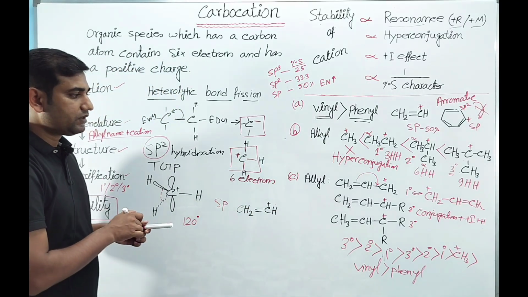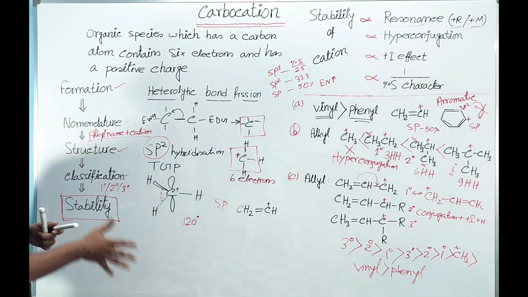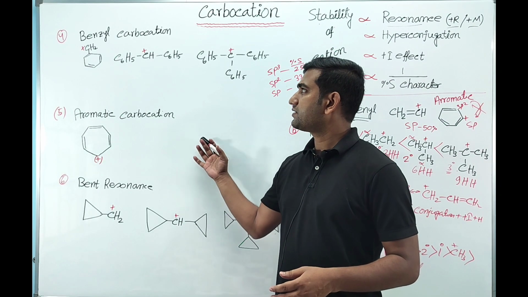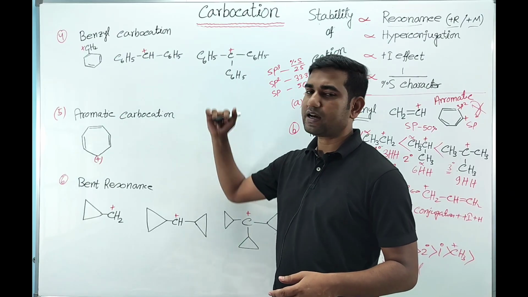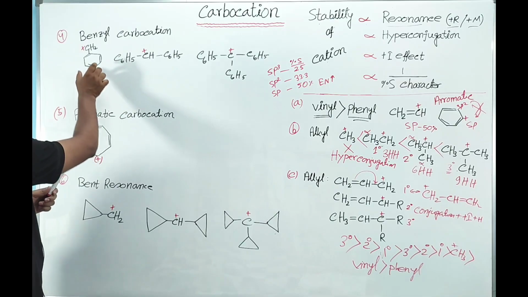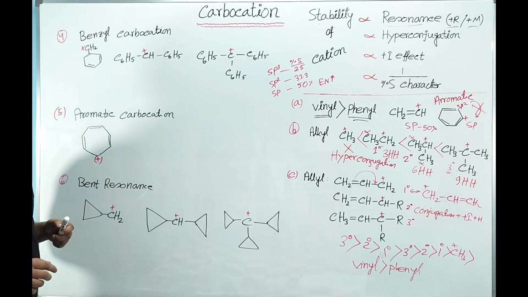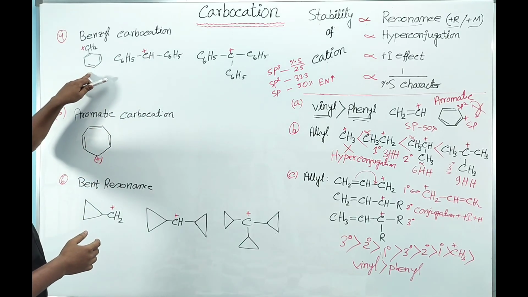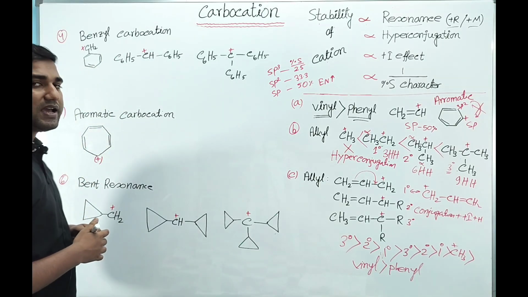So got my point? If you want to take the screenshot, you can take. Then I will go to the next slide. So in this next slide we will discuss the benzyl carbocation. Benzyl carbocation means one benzene ring and one CH2 group, CH2 plus. It means a methyl group with one hydrogen removed, and this is called the benzyl carbocation.